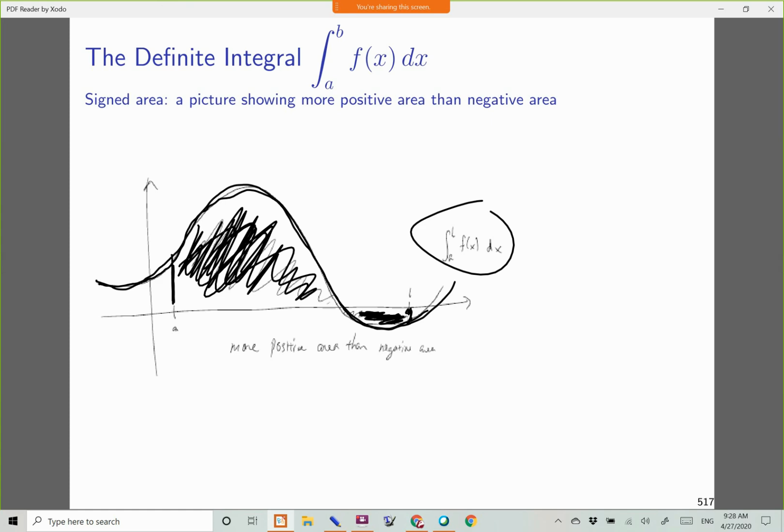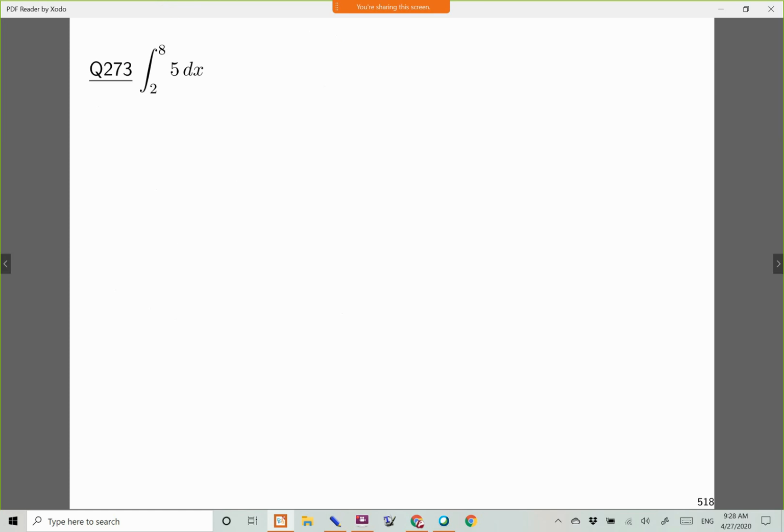And here's the strange thing about this. On Wednesday, even if you have a curve like this, we're actually going to talk about finding the area. That's Wednesday's topic. But today, to clarify what this means, we're going to look at some examples where you don't have a curve. You have straight lines. So here's our first concrete example.